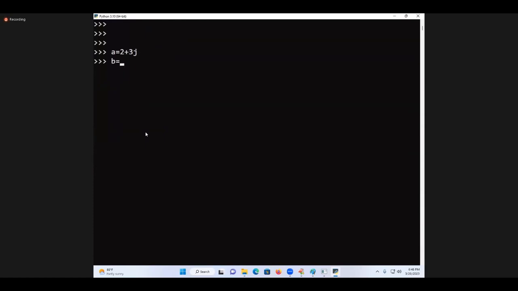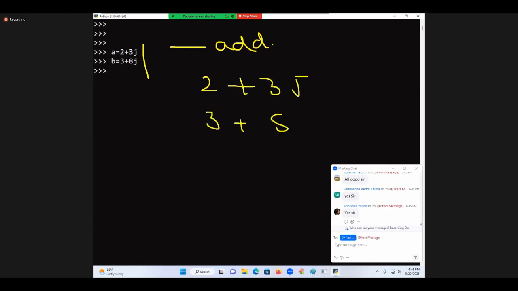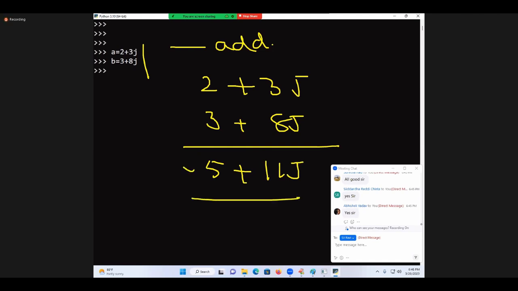B is equal to 3 plus 8j. This is my data. On complex numbers, we do addition of complex numbers. Addition means 2 plus 3j and the next is 3 plus 8j. What is the answer now? 5 plus 11j, you will get it. This is the answer for C is equal to A plus B.